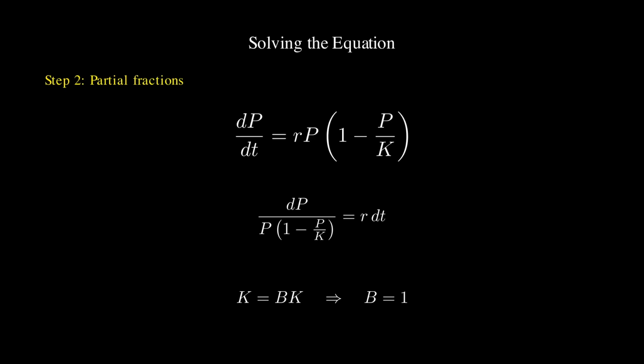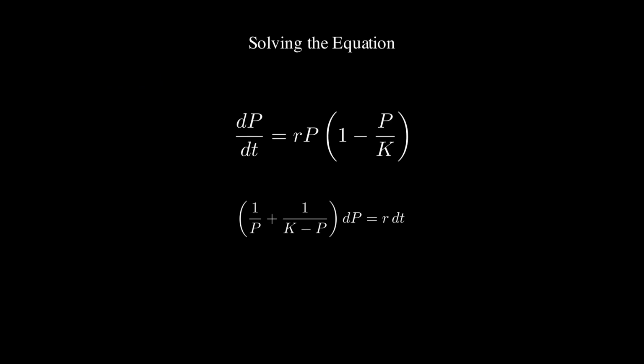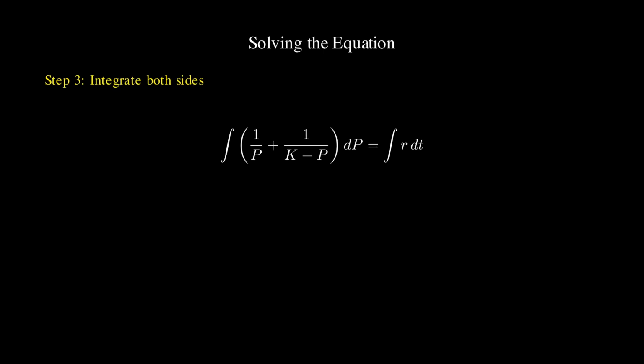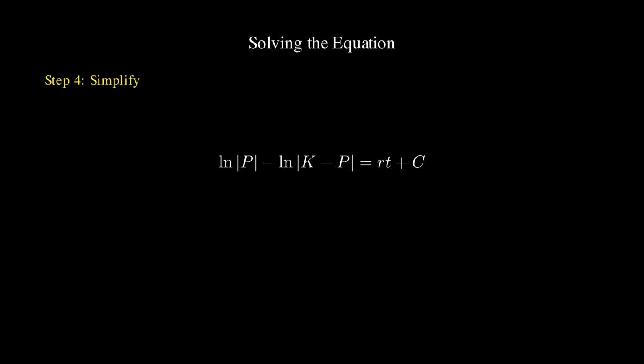We can plug in these values for a and b to simplify the fraction in the left-hand side to 1 over p plus 1 over k minus p. By plugging this in, we have a much simpler form that we can actually explicitly integrate, which is what we're going to do in the next step. The left-hand side can be integrated pretty simply using the antiderivative for 1 over x. It becomes ln p minus ln of k minus p, making sure to include the absolute value signs. Now, the right-hand side is just the integral of a constant, so it should just be rt, and we also include the plus c since we're doing indefinite integrals here.